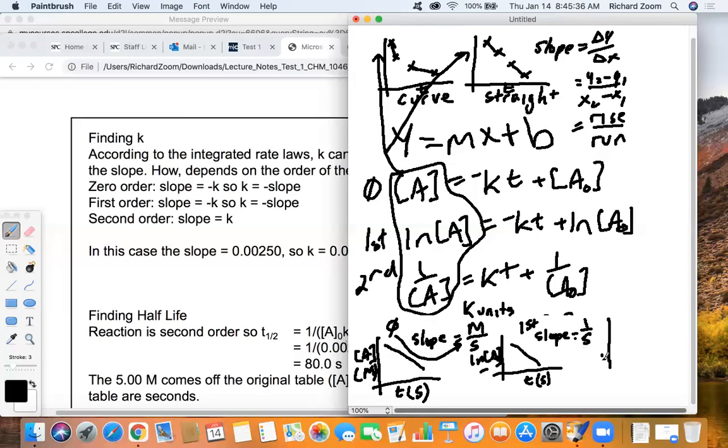So for second order, and this is the one we just did, it's 1 over A. The unit is 1 over M. I want to make that a little bit clearer. And the time unit is still seconds. And the slope is then going to be, again, change in y over change in x, which will be 1 over M over s, which is equivalent to 1 over Ms.